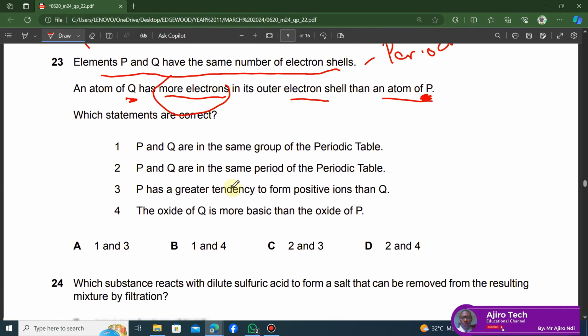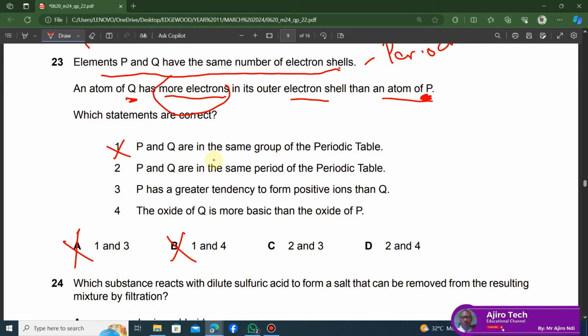So let's look at the statements and eliminate which ones are wrong. P and Q are in the same group. No, we already said that they have the same number of electron shells, so they should belong to the same period. So everything about one is off. So we're just left with two options to deal with, and that will save you a lot of time and get you accuracy. Now, which of them are we going for? Is it 2 and 3 or is it 2 and 4?